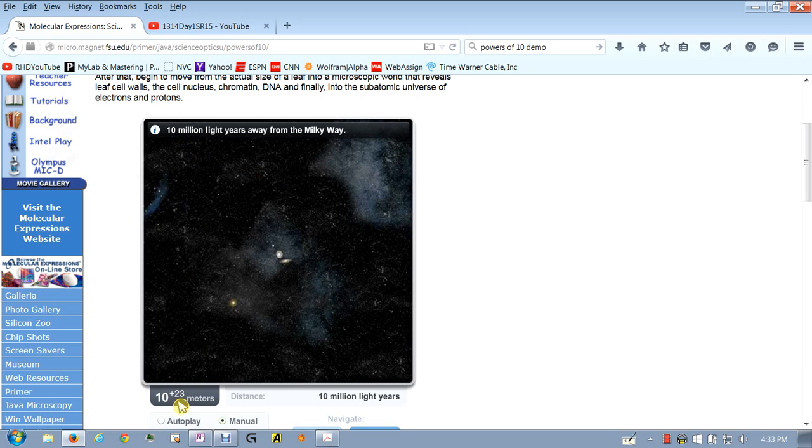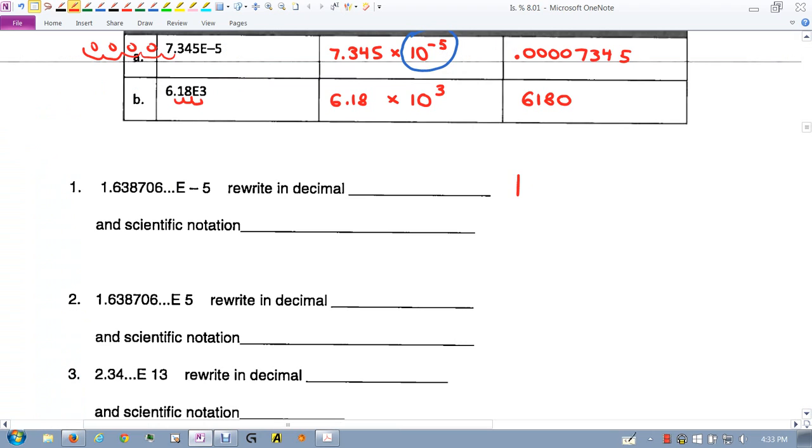you will be 10 to the 23 meters long. So that's 10 to the 23. No, I should say it this way: 1 times 10 to the 23. That's basically this one, and move your decimal point over 23 places to the right.